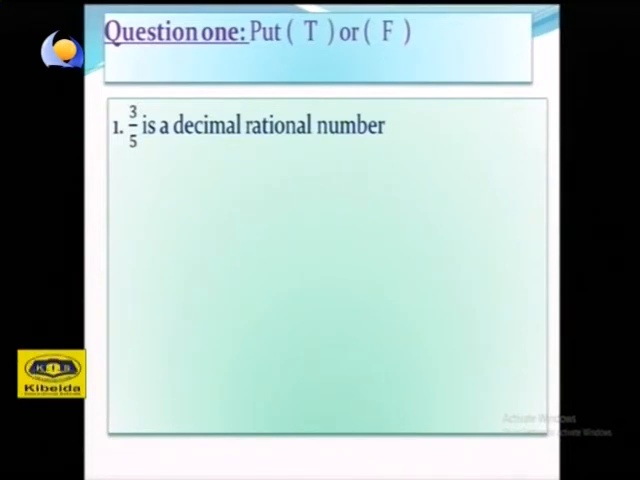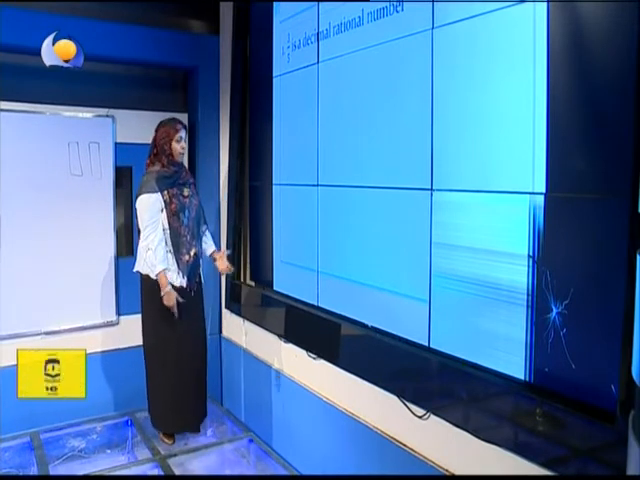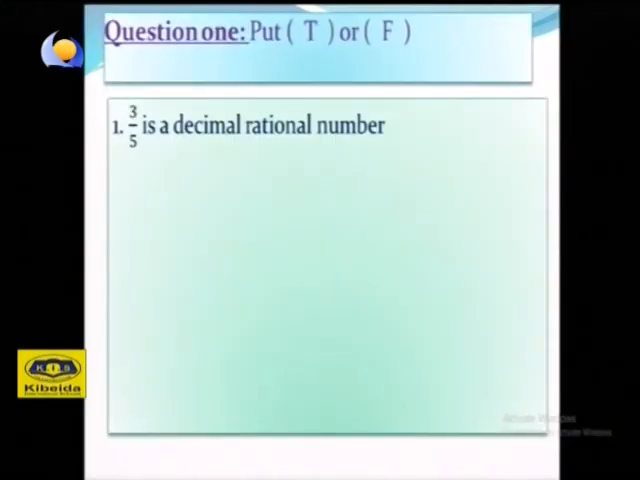Number 1, 3/5 is a decimal rational number. We all know that to know if a fraction is a decimal rational number or not, I need to look at the denominator of the fraction. If the denominator is 2, 5, 10, or one of their powers, then the decimal representation will definitely be a decimal rational number. And hence, the denominator is 5, so my answer is true. It is a decimal rational number.